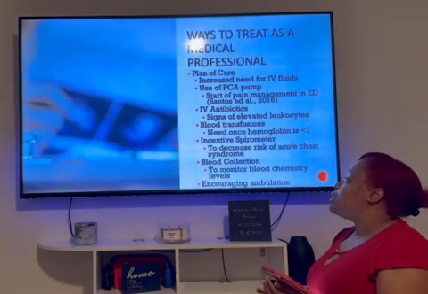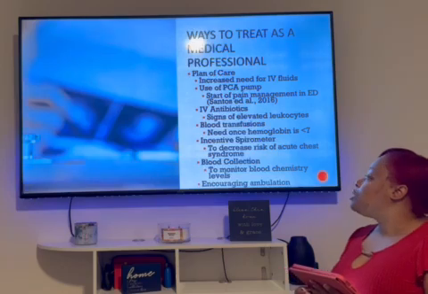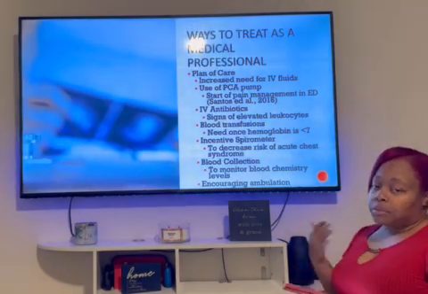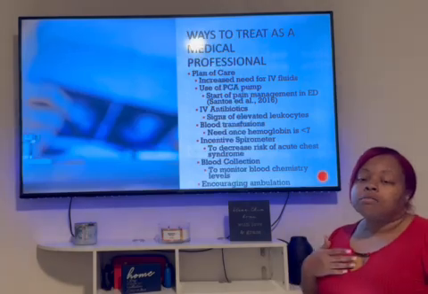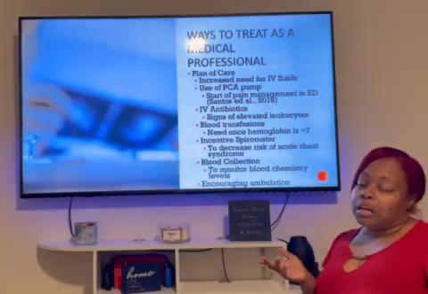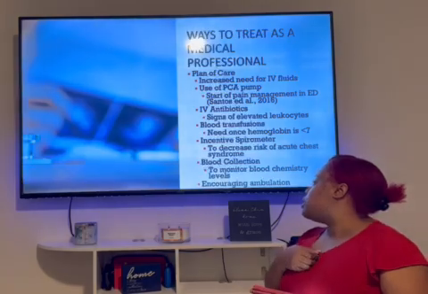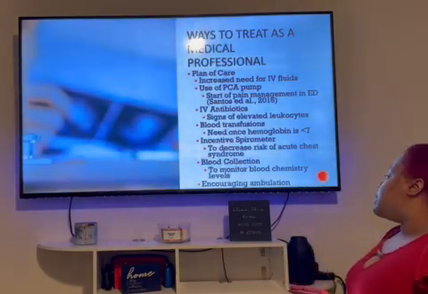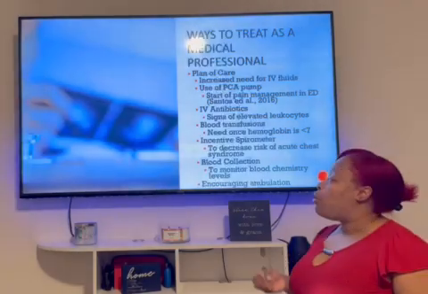The use of an incentive spirometer helps decrease the risk of acute chest syndrome. As we stated before in previous slides, acute chest syndrome can cause symptoms like wheezing, chest pain, low oxygen, trouble breathing, shortness of breath, things like that. So the use of an incentive spirometer keeps those lungs and airways open.